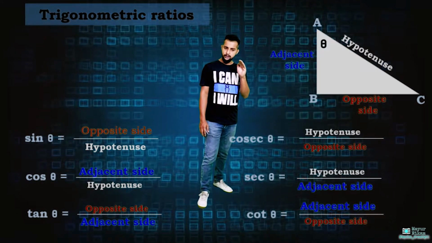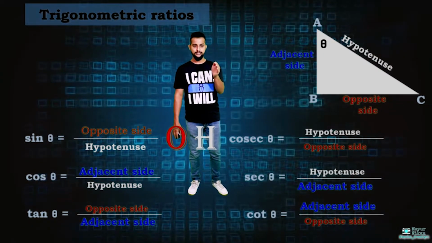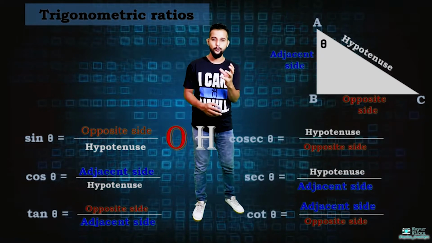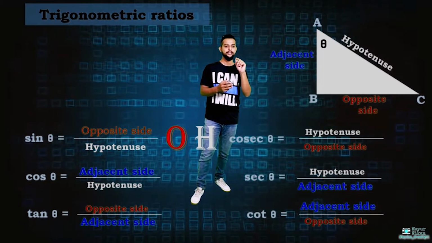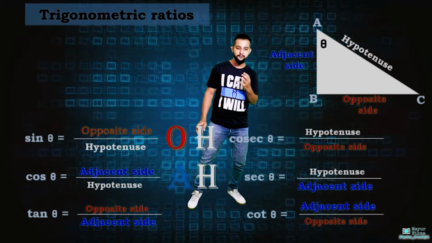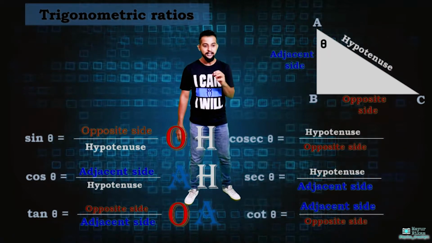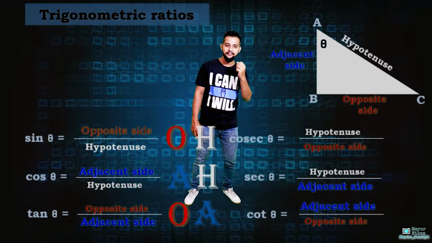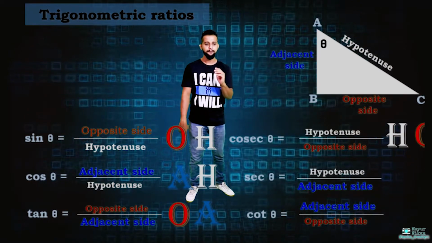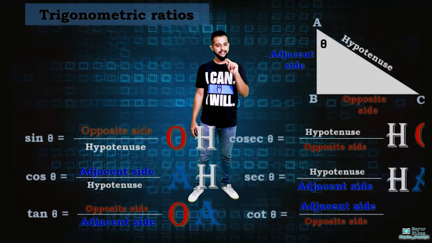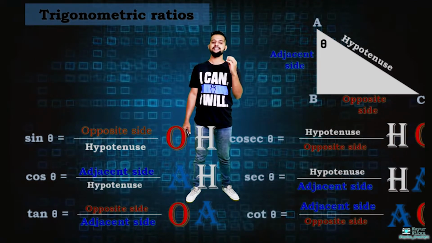So what did you understand? It's really complicated, right? So let's make it entertaining. You can see O and H. O is the opposite side and H is the hypotenuse. So can I say sine theta is OH? The same way I can represent cos theta as AH, and tan is OA, right? So O, A, OA. Now we'll try to create words. Cosec will be HO, sec theta will be HA, and cot theta will be AO.